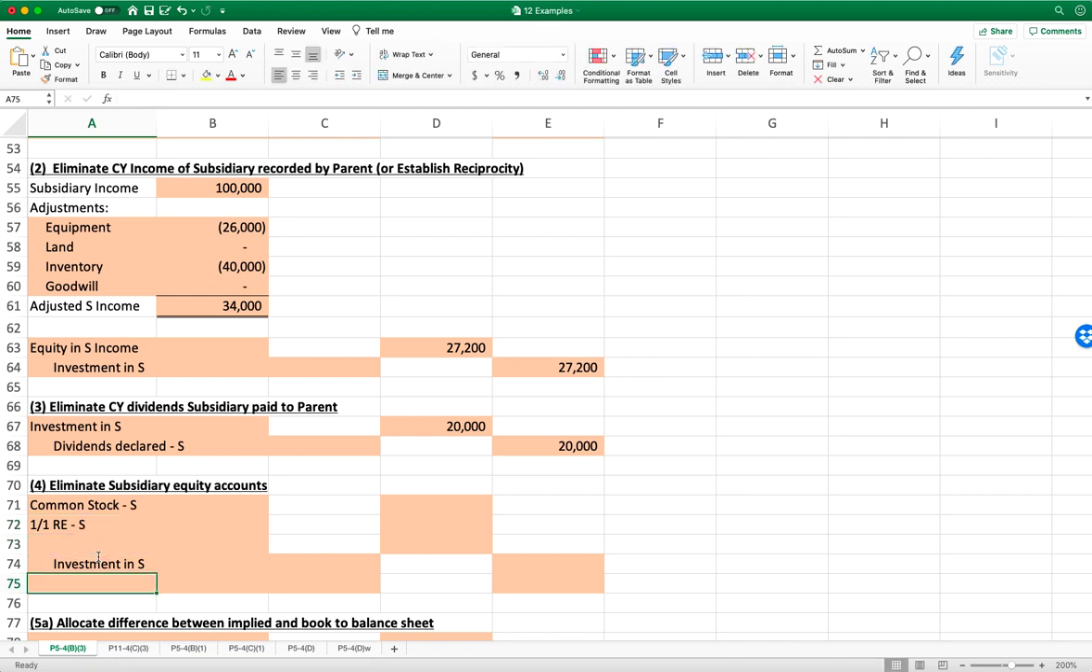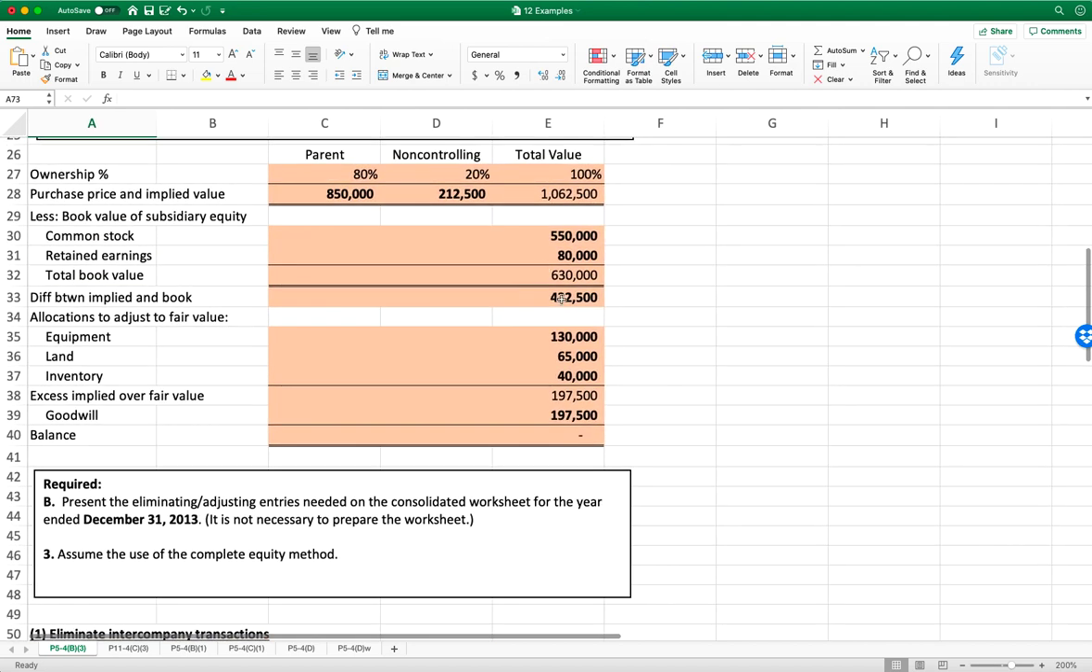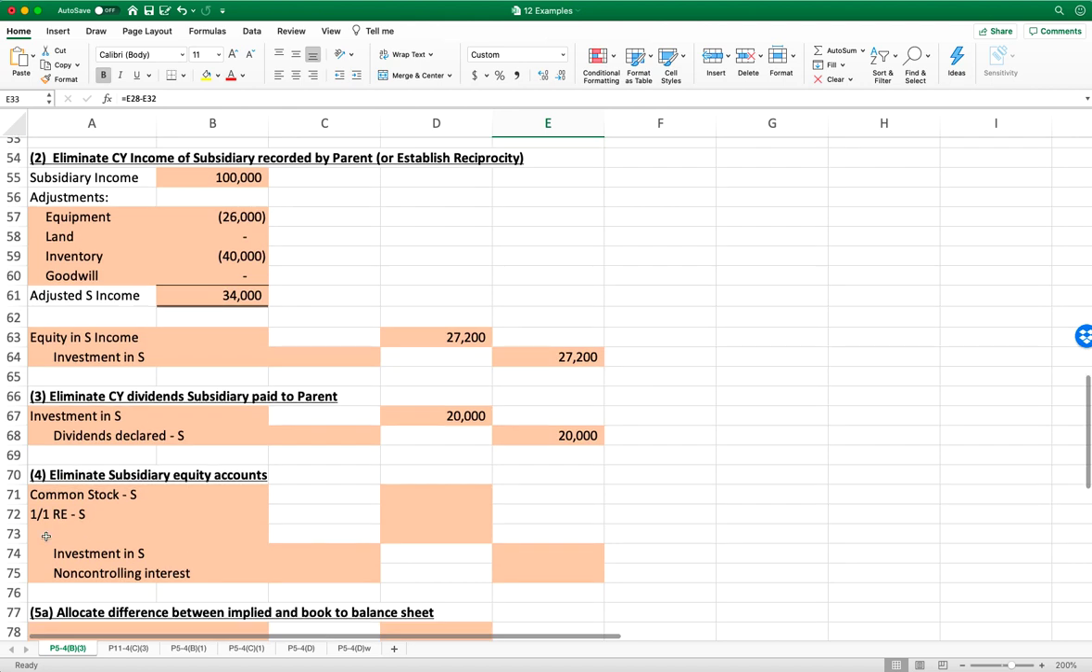We don't own 100%, so we must have a non-controlling interest. And we know we had a positive difference between implied and book at the end of the top half of our schedule. So we know our difference between implied and book will be a debit.